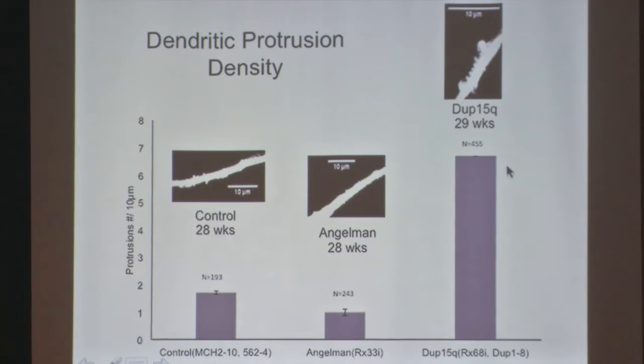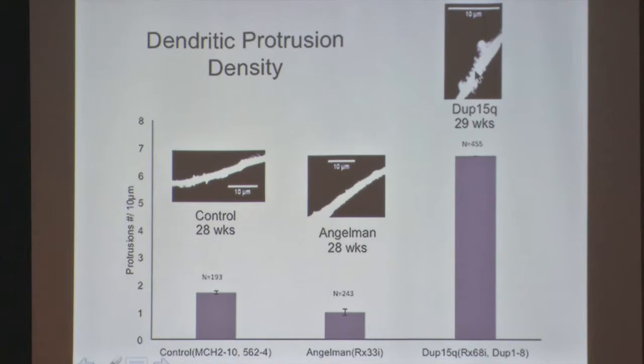The second kind of analysis that Olena in the lab did was to look at dendritic protrusion density. And in this case, these are aimed at looking at dendritic filopodia and dendritic spines. How many protrusions per unit length are there? And here again is a typical control cell. Here's an Angelman cell that shows a smaller number of protrusions, smaller protrusion density. And here's a Dup15q cell at 29 weeks, which shows really a huge number of spines.